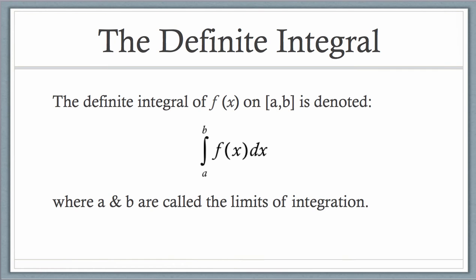The definite integral of f of x on a closed interval of a to b is denoted as the integral from a to b of f of x dx, where a and b are called the limits of integration. This is different than what we had done in our previous lesson, which was looking at the indefinite integrals. An indefinite integral is really just an antiderivative. Our answer that we get is a function. The definite integral here is going to give us an actual value, and that value can be representative of the area under the curve of f of x.